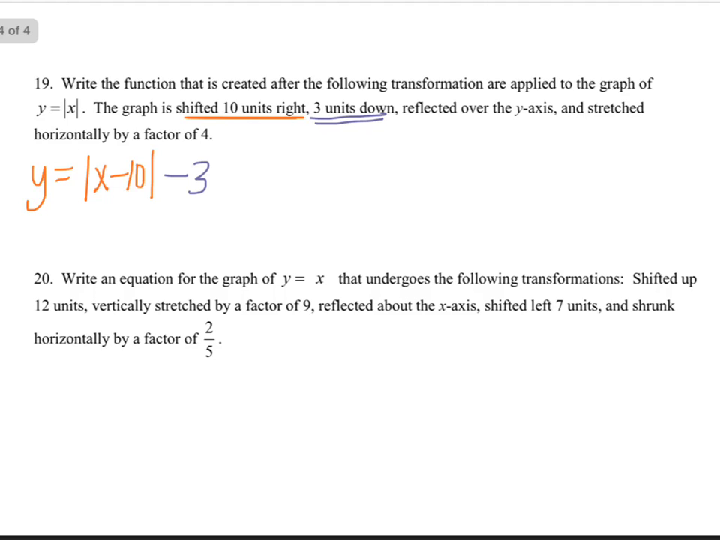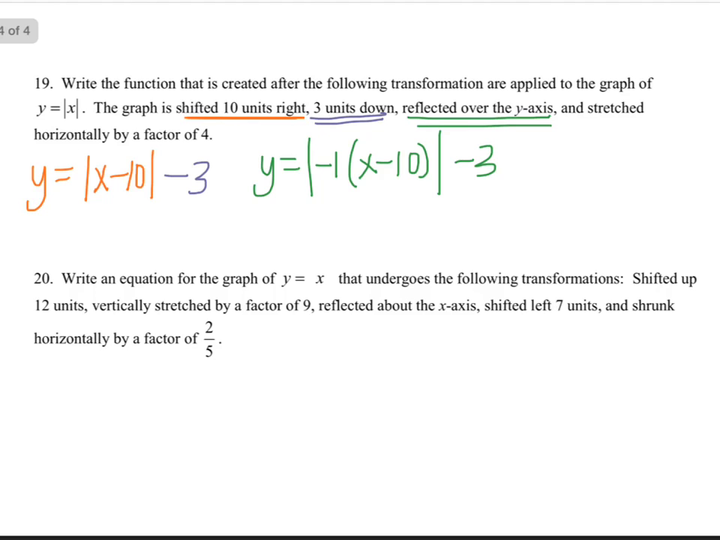Reflected over the y-axis. So now again we're going to have a negative in front of the x. So when you write this, you want to keep your absolute value bars. I'm just going to go ahead and put a negative 1 and then x minus 10. You want to keep those separate. And we still have that minus 3 on the end.